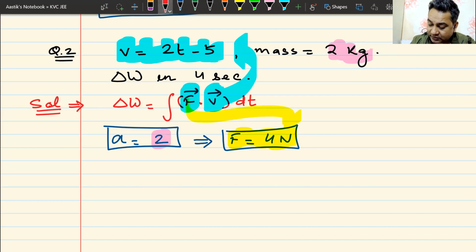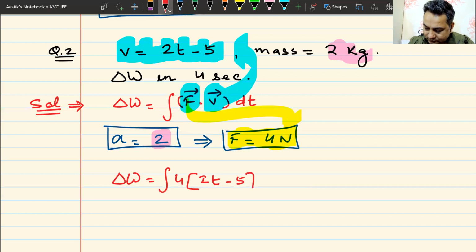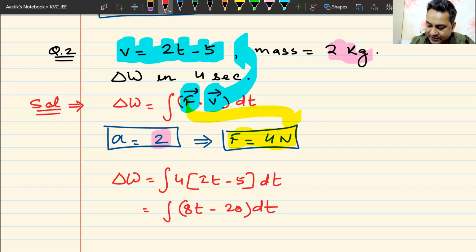So my work done, delta W becomes simply integral of F. F is 4. So I take 4, 4 multiplied by 2t minus 5. Am I correct, beta? Yes, sir. Well done. So I just multiply it and put the integral. It will become integral of 8 times t minus 20 times dt. That would be my integral. I have to find out the work done in 4 seconds. So the integral is from 0 to 4.